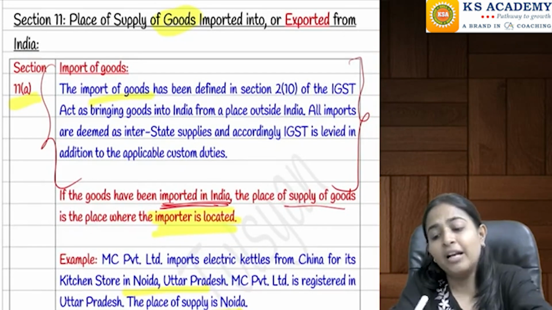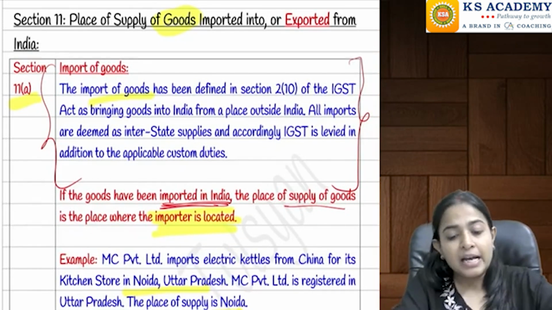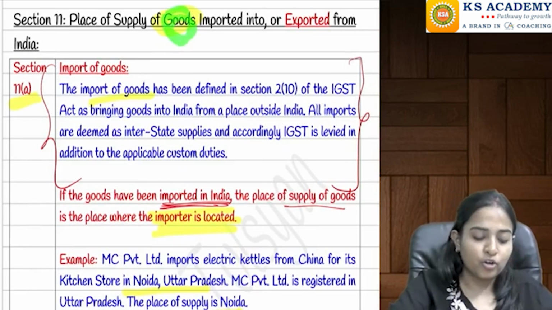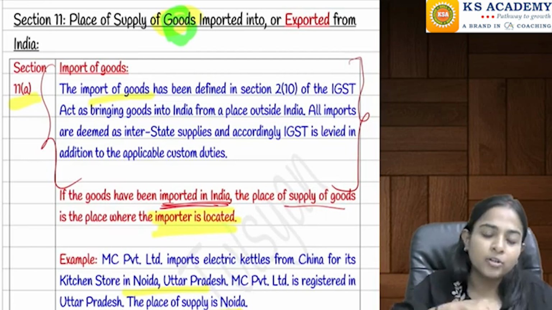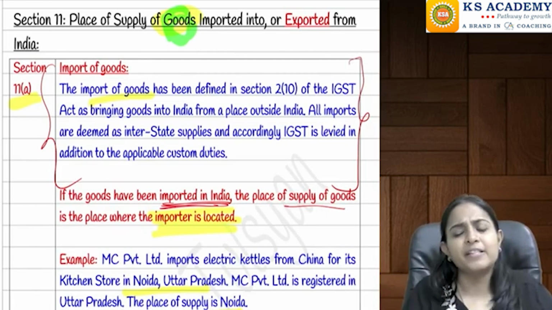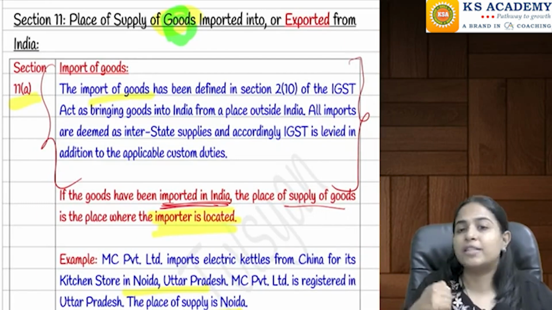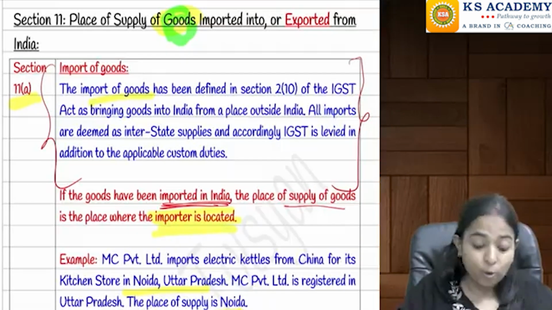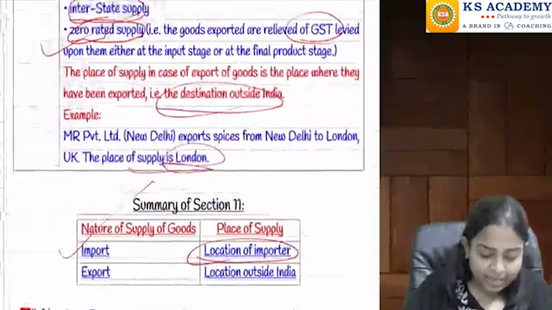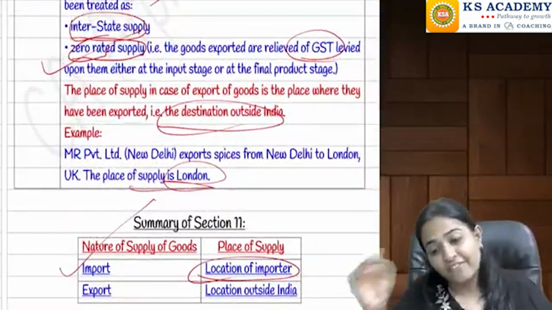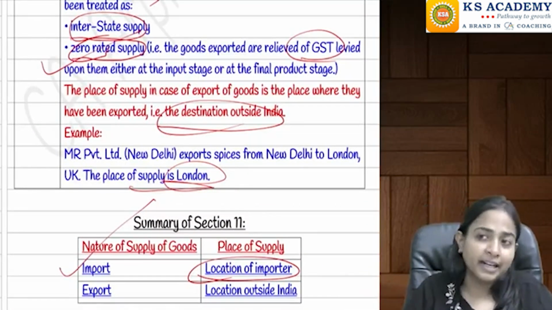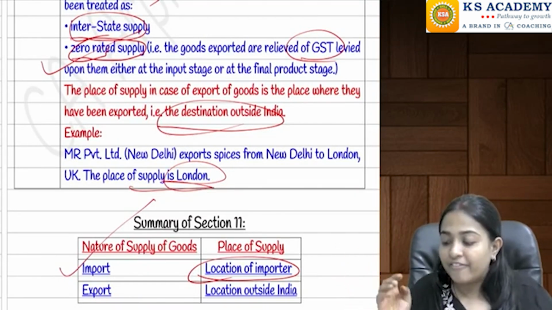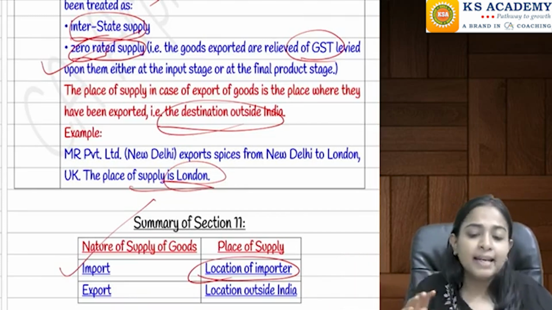There are 2 sections that we have to cover, section number 11 and section number 13. Section number 11 is going to talk about goods, where the goods are either imported into the country or exported. It is very simple. When the goods are imported, we have to determine the place of supply: it will be the location of the importer. Whenever the goods are exported from India to the other country, the place of supply will be the location outside India where the goods have been exported.